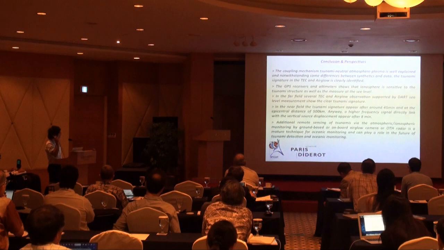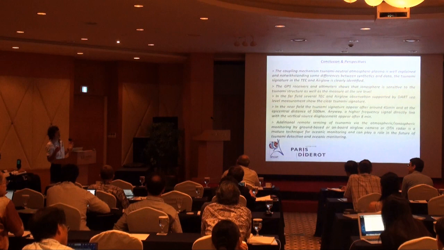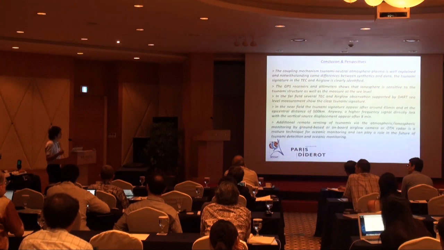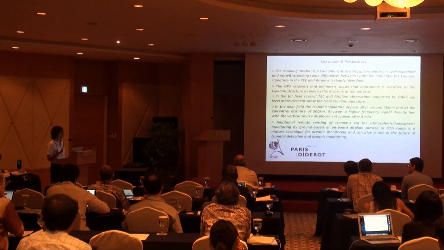Finally, different remote sensing of the tsunami by ionospheric sounding is possible by ground observation or satellite observation. For example, we can imagine having an onboard airborne camera and really mapping the tsunami propagation in the atmosphere. I want to give you the perspective that in the future we can maybe use this ionospheric observation to help the tsunami warning system and tsunami detection.